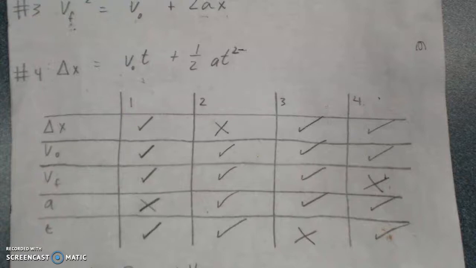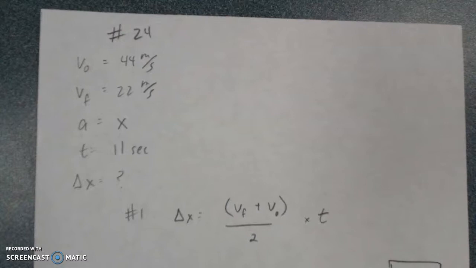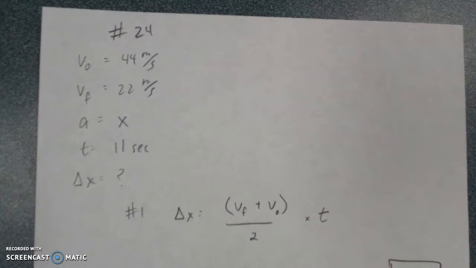So on number 24, I'll just read you the situation here. A race car traveling on a straight racetrack with a forward velocity of 44 meters per second slows at a constant rate to a velocity of 22 meters per second over a time interval of 11 seconds. How far does it move during this time?